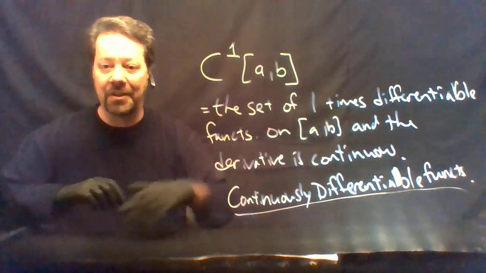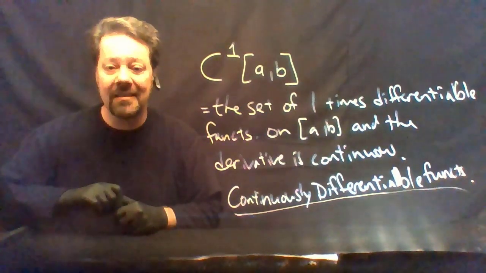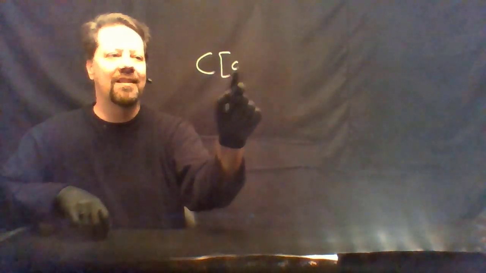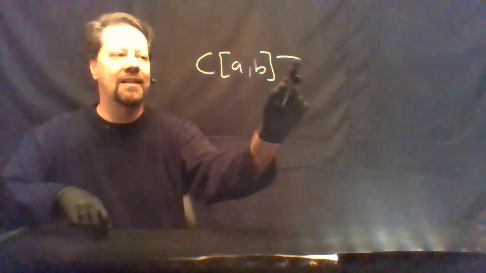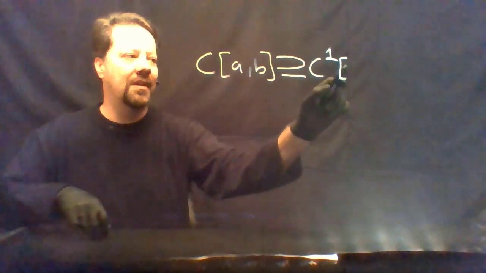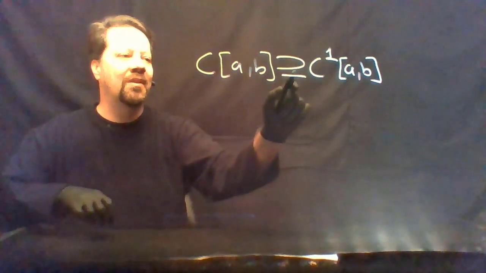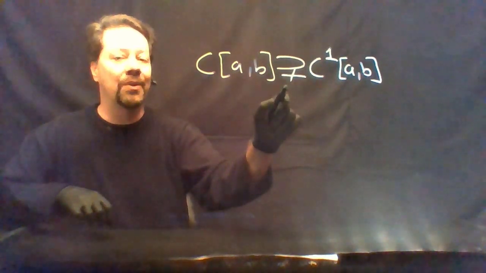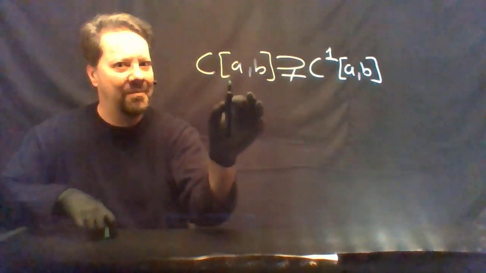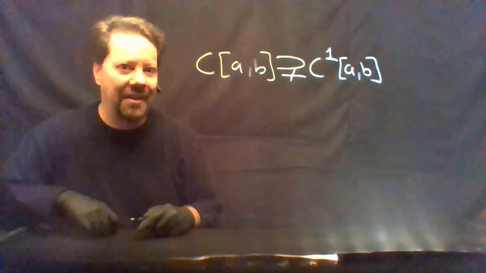And the other vector space properties follow from the fact that the set of differentiable functions is a subset of the set of continuous functions. We can write the set of continuous functions C[a,b] contains as a subset the once continuously differentiable functions. In fact, we sometimes write not equal to, because every function that is differentiable is continuous. But there are continuous functions that are not differentiable. Think of the absolute value function, for instance.